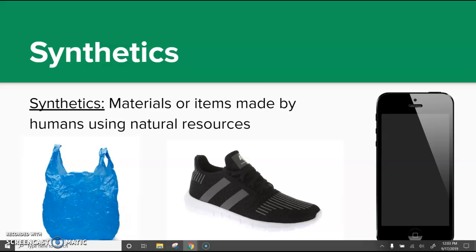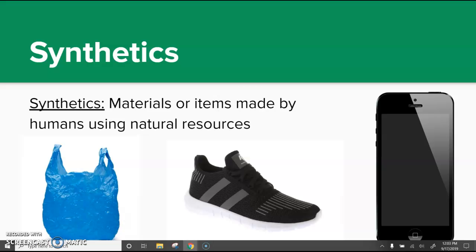Synthetics are sort of the opposite of natural resources. So synthetic materials are things that are made by humans using natural resources. So anything made out of plastic ultimately comes from a natural resource, oil in that case, but it's something that we've made using the natural resources.